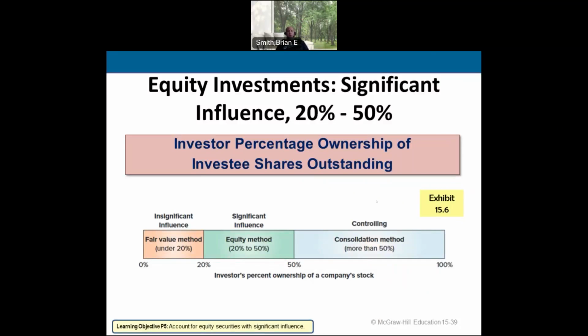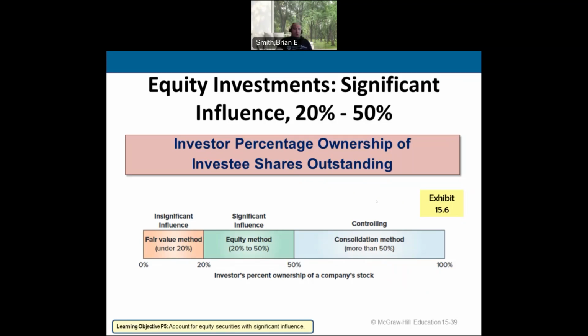And we're going to use the equity method, basically any kind of net income. We're going to take the percent owned and multiply it by the net income and pull it over into our investment. And then any dividends will be a return of our investment, excuse me. And then for the controlling method, we're going to use the consolidation method. We didn't go over that specifically, but that's more than 50% of ownership of the stock.